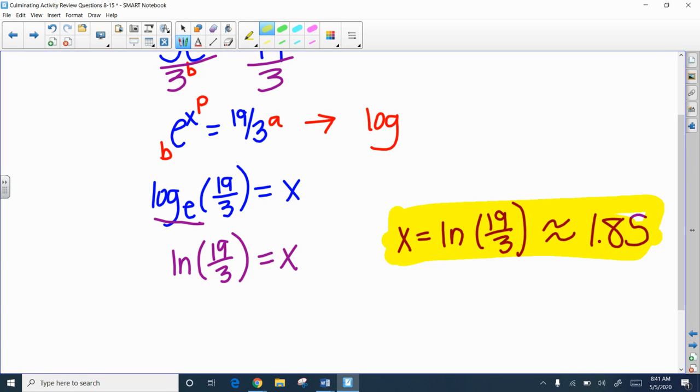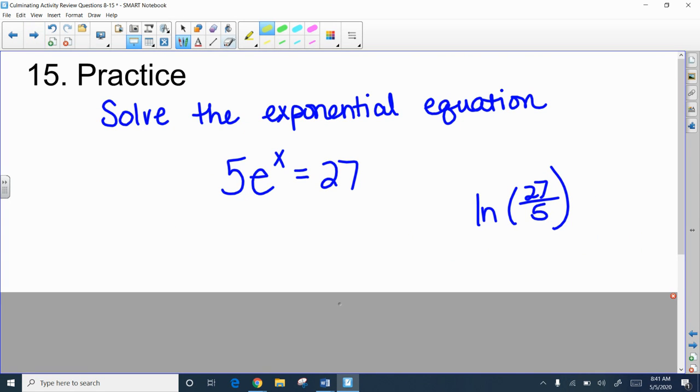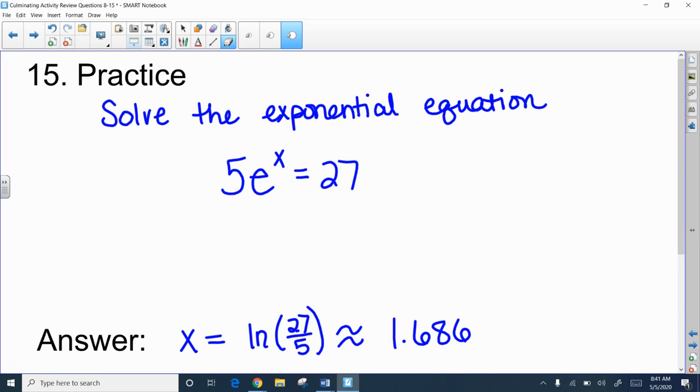Now let's practice one more problem. Here's the last practice problem for the day. Solve the exponential equation 5e to the x equals 27. All right, so the answer on this one is natural log of 27 over 5, which is approximately 1.686. Now, on a multiple choice question, it depends on how many places it is rounded to, but just obviously look for the one that is closest if you don't see your exact answer.